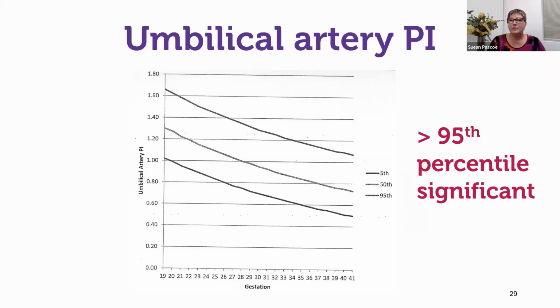So you can see here with the PI, it's a much more linear relationship. And you can see as the gestation increases and the size of the baby increases, it needs more blood flow, the resistance to flow decreases, and that's normal. And you can see on these charts, you want your measurement to fit between the top and the bottom line here. So we're looking for anything between the 5th and the 95th centile.